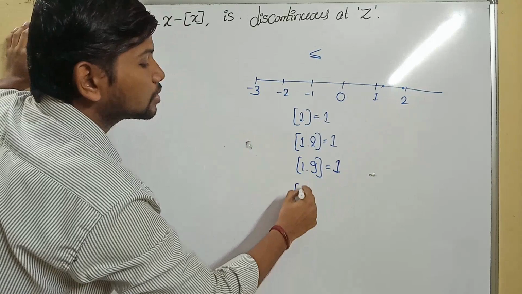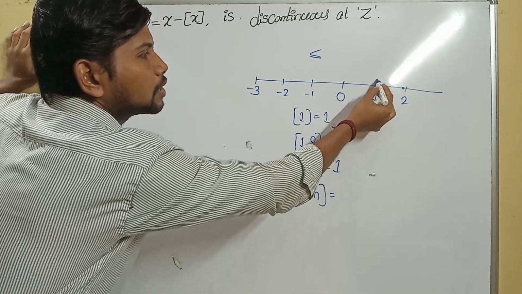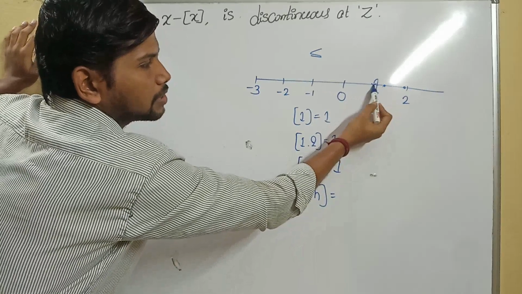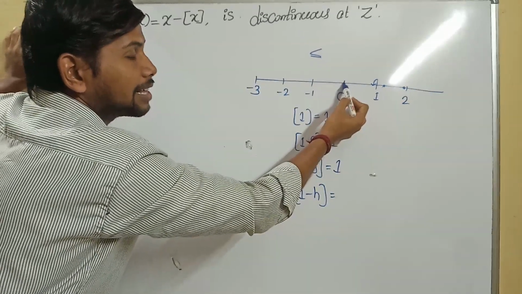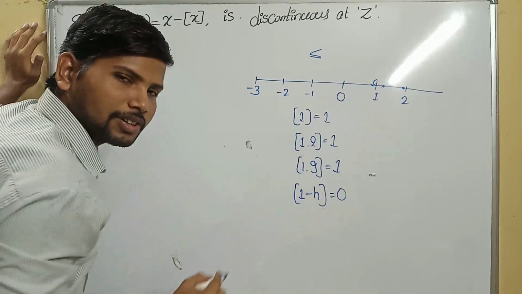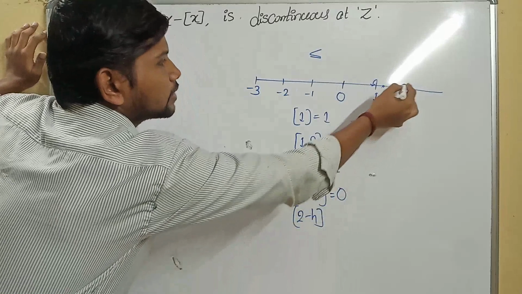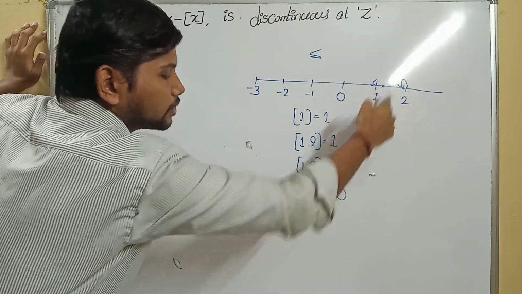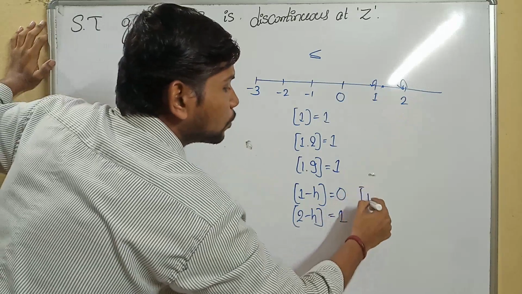What is the greatest integer function of 1 minus h? In 1, something is subtracted, which means this is the point. For this particular point, the greatest integer is the integer less than it, which is 0. Got the point clearly? For 2 minus h, the greatest integer will be 1. Got the point clearly?